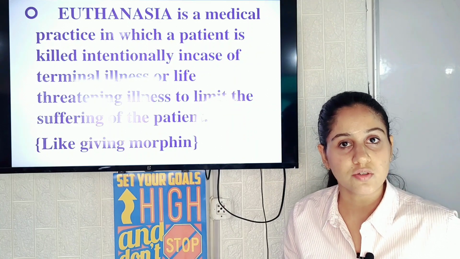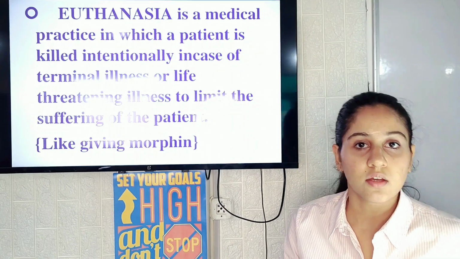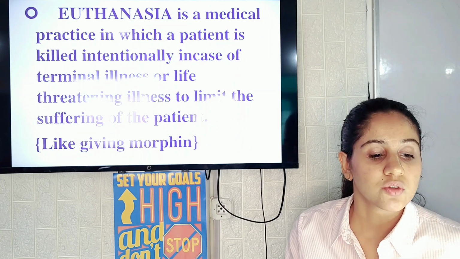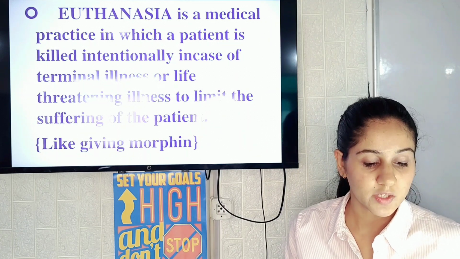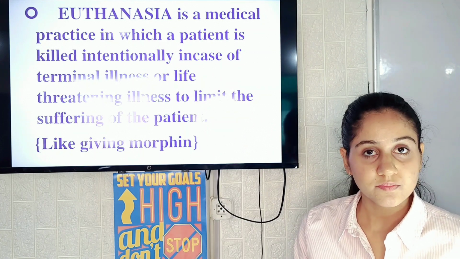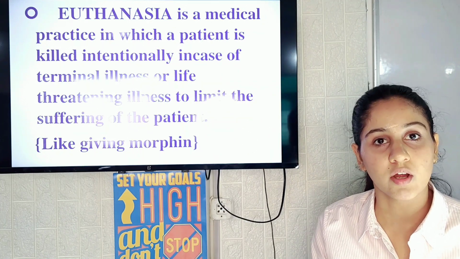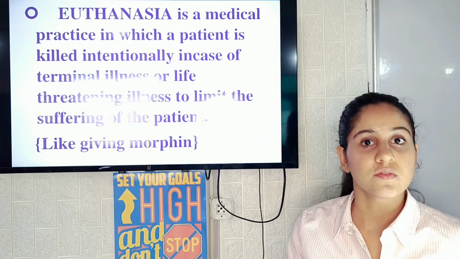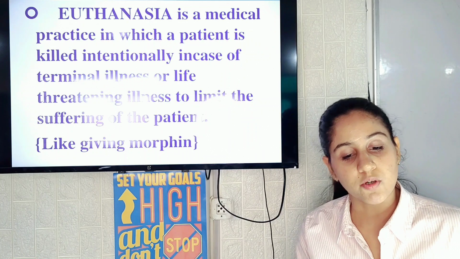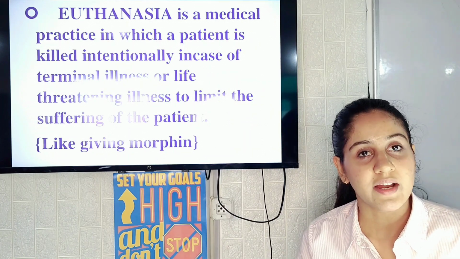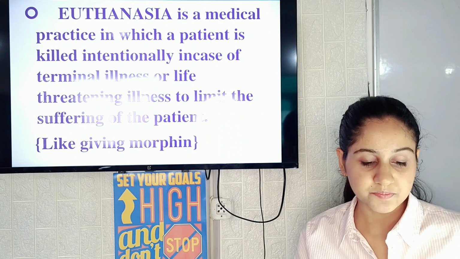So if a cancer patient is on the 4th stage and there are no chances of recovery, then definitely euthanasia can be considered. So one such example is like giving morphine. So morphine is a form of a drug which can be given to the patient, so that morphine, the injections, so that the person dies peacefully without going into relentless pain anymore.